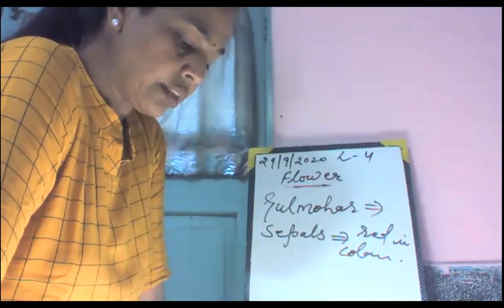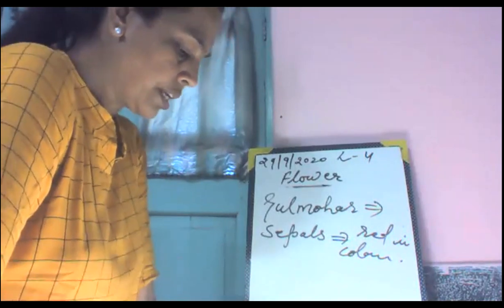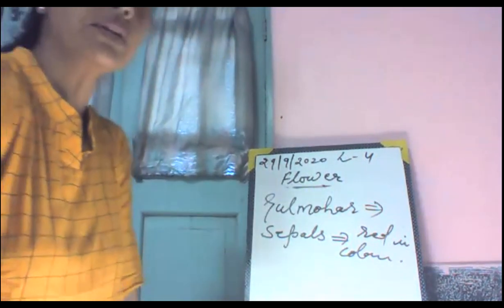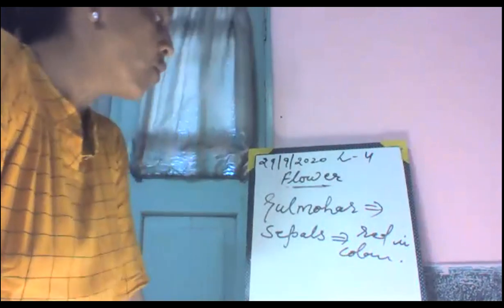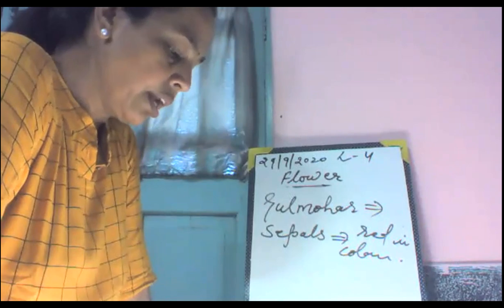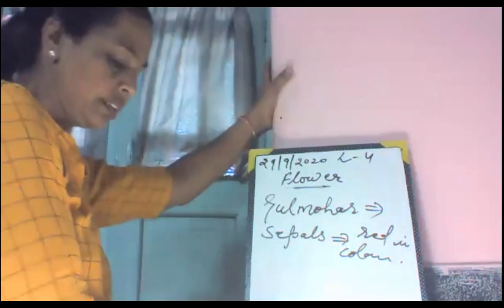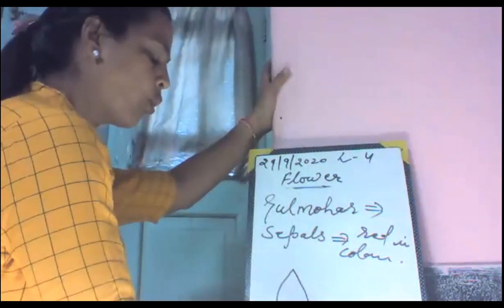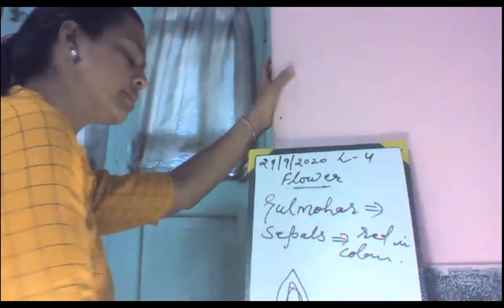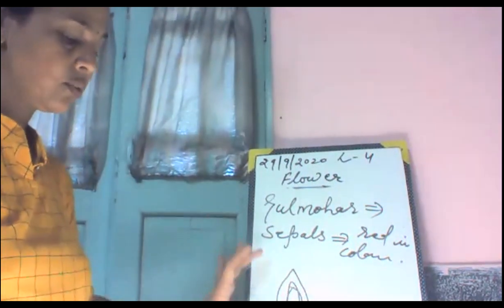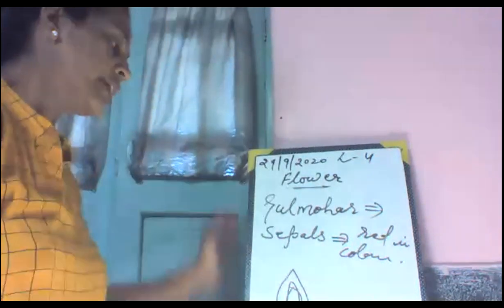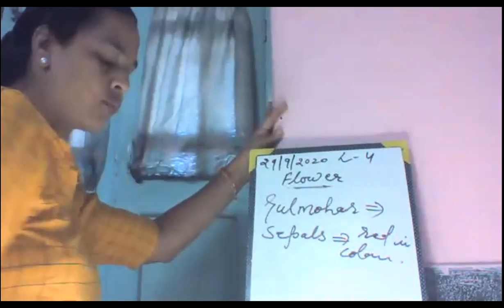The sepals protect the young flower bud, and when green, they also perform photosynthesis. If the sepals are green in color, they perform photosynthesis for the plant, and in the young stage, they cover the whole flower bud. So the young sepals protect the bud inside, and if they are green, they perform photosynthesis.